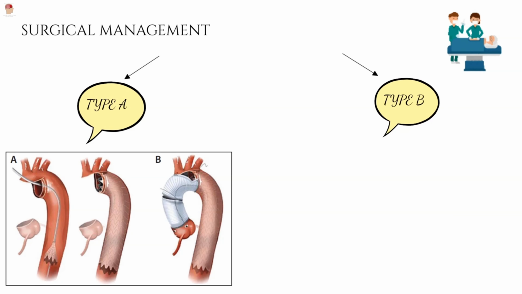In the type A Stanford classification, the diseased part of the aorta is removed and it is replaced with a synthetic graft. So this is how the type A Stanford classification is managed surgically.